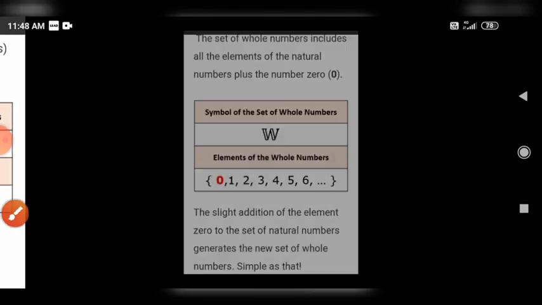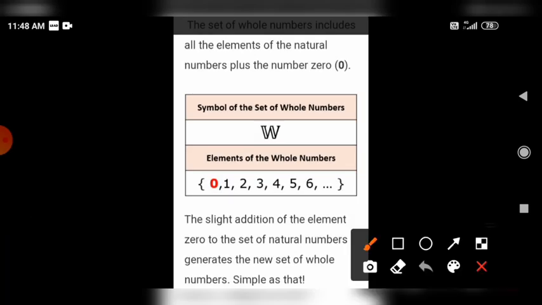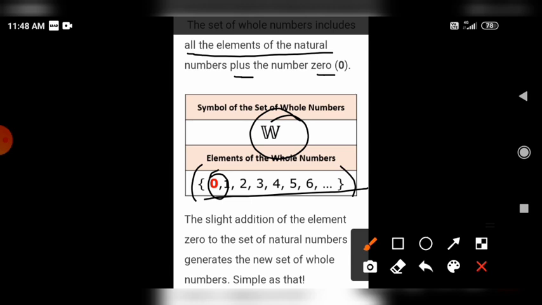Next one is whole numbers. What are whole numbers? The set of whole numbers includes all the elements of the natural numbers plus zero. It is denoted by capital W. The set starts with a set bracket, and the numbers start from zero: 0, 1, 2, 3, 4, 5, 6, etc. The addition of the element 0 to the set of natural numbers generates the new set of whole numbers. Simple as that.